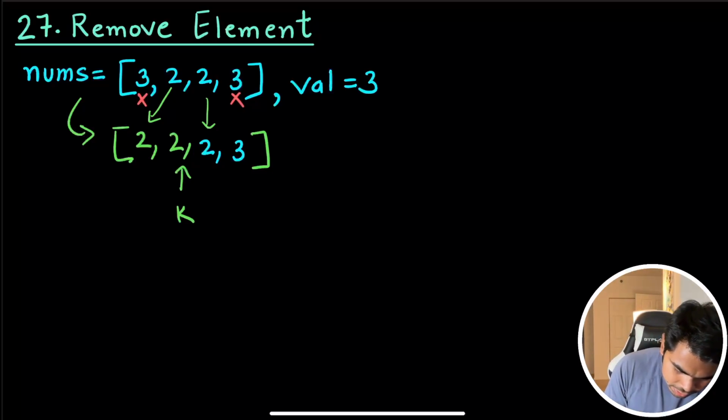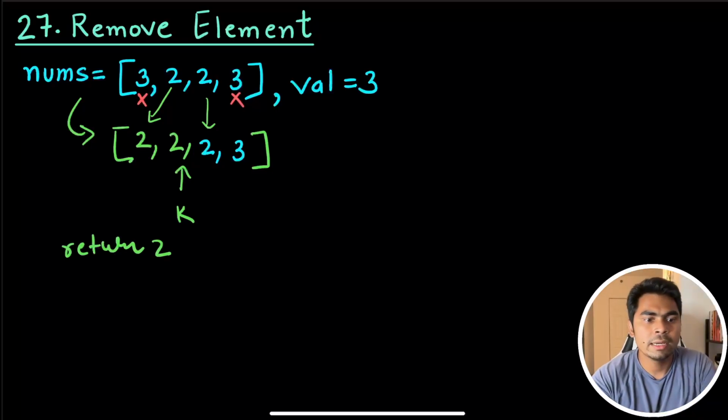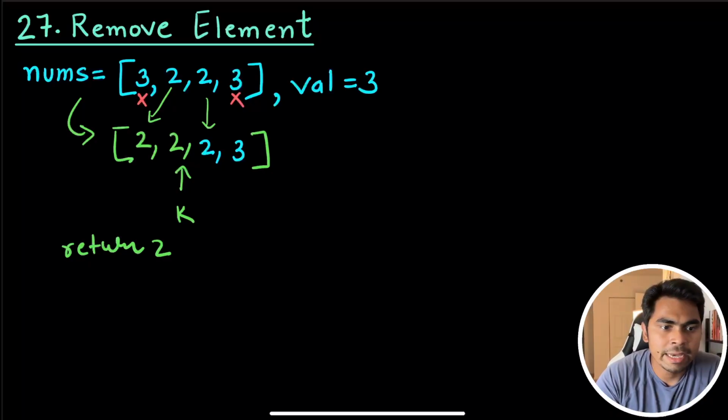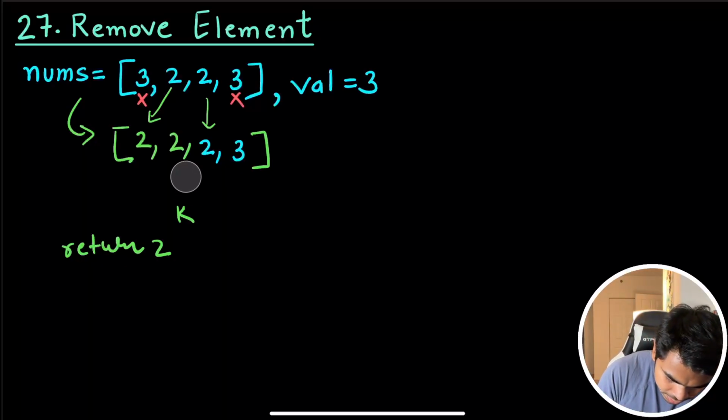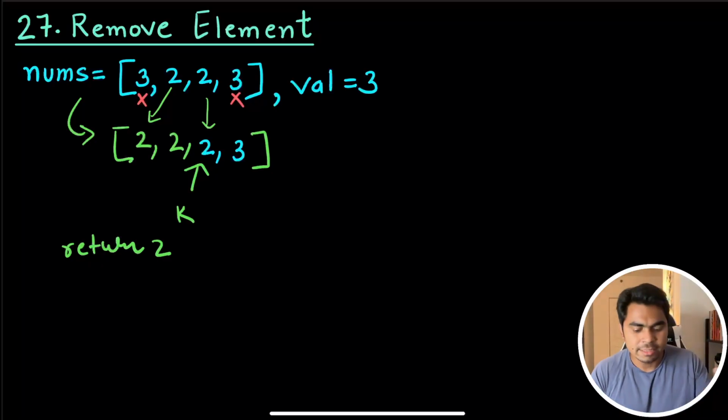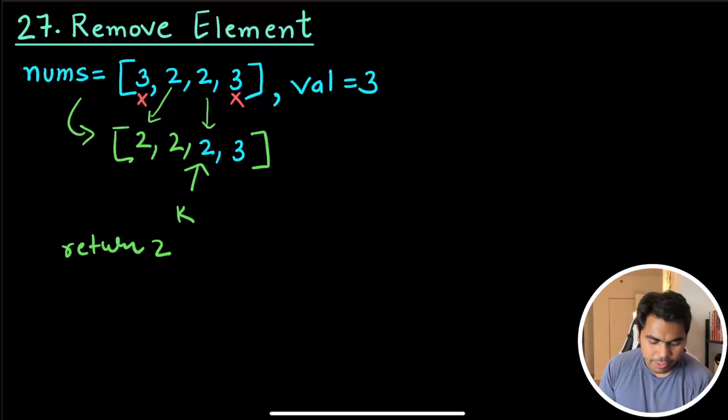So I will return 2, which will be the actual size of our nums after removing these. What will really happen is that if we are returning the size, then we will increment this k to this position, because the index starts at 0. All right, so that is what we will be doing.